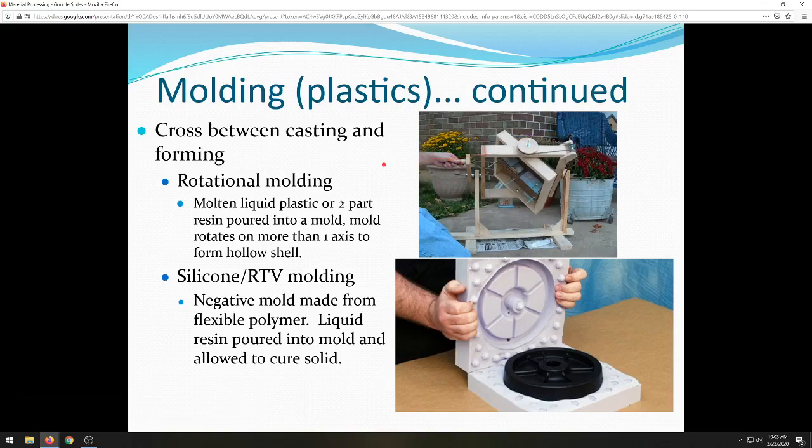It works really well if you wanted to cast a jug or a container that was custom to you. That's how you would do it, and then you just cut the top off when it was done.